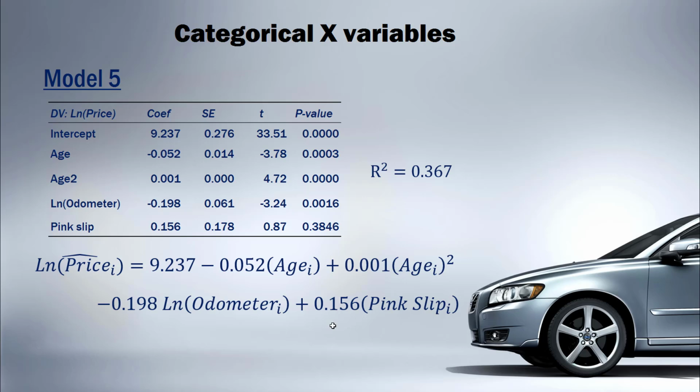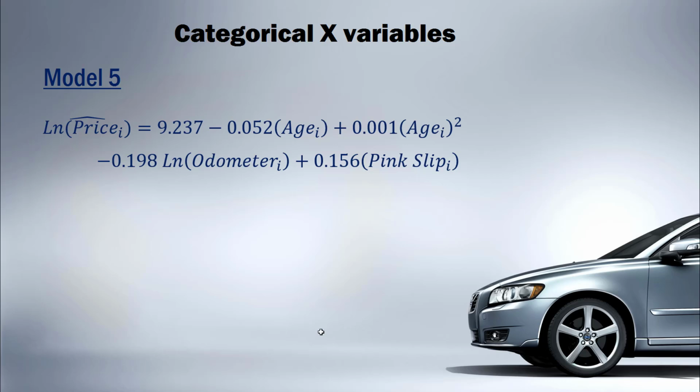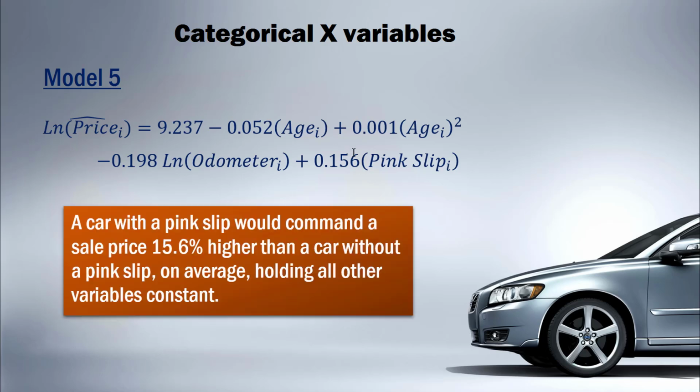Again, I can put it into a sample regression equation. So there's my 9.237 minus 0.052 times age, etc., etc. And to interpret the coefficient of pink slip in this case, we can say a car with a pink slip would command a sale price 15.6% higher than a car without a pink slip, on average, holding all the other variables constant. So you can see because it's a log of price as a Y variable, this needs to be interpreted in terms of a percentage effect on price.